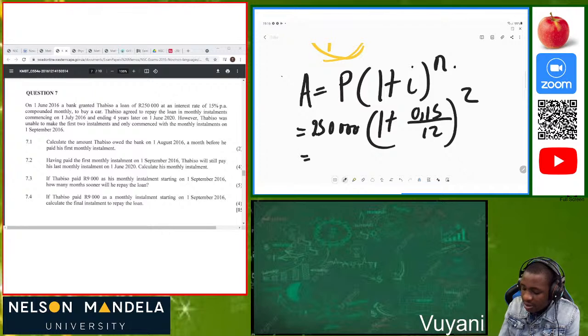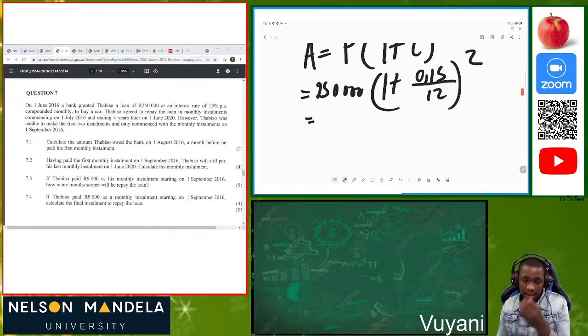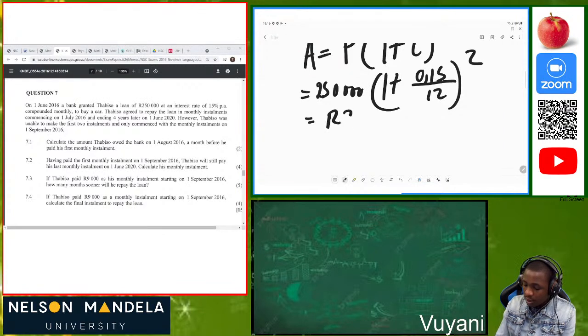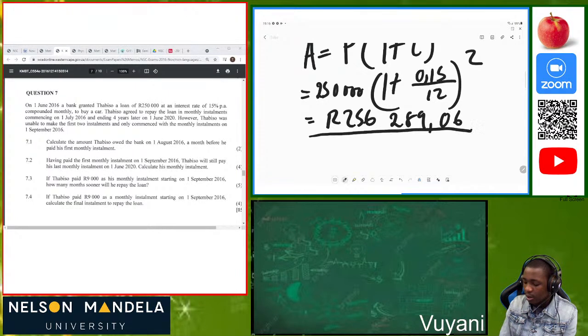Okay, then we use our calculator now. Using your calculator, you must get 256,289.06 cents. This is the money which he owed the bank for those 2 months which he didn't pay. All right, let's move forward now. If you have any question, please don't hesitate to ask.